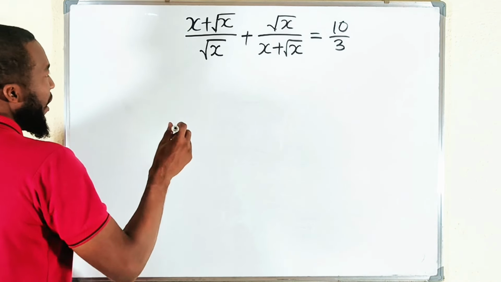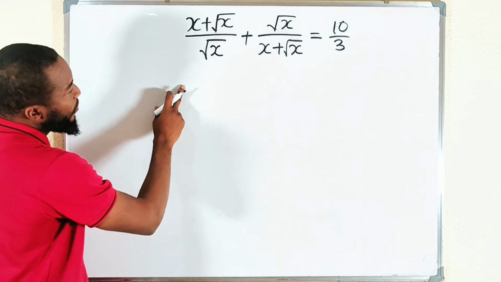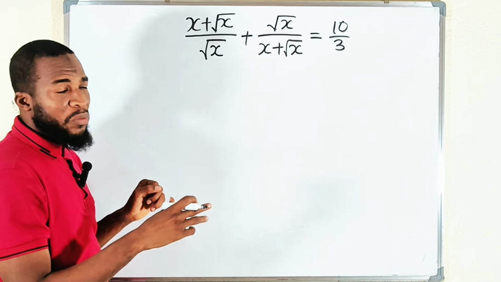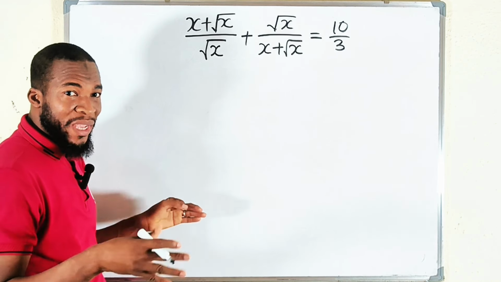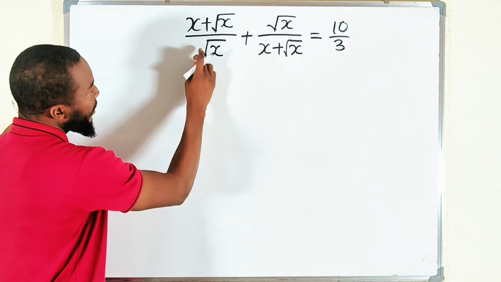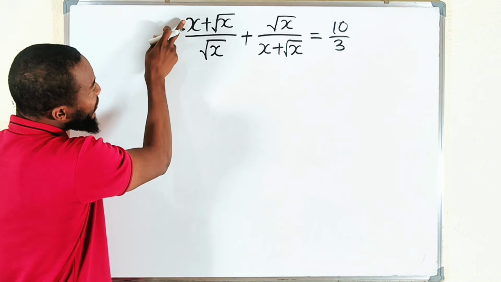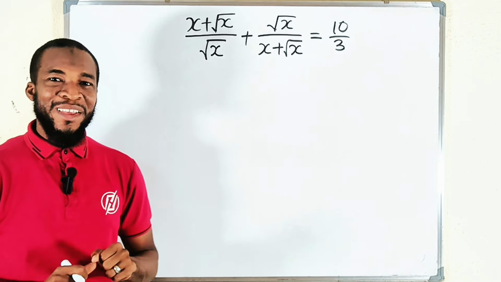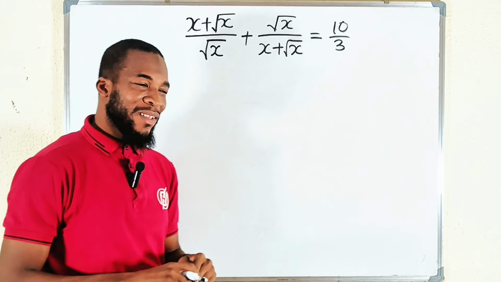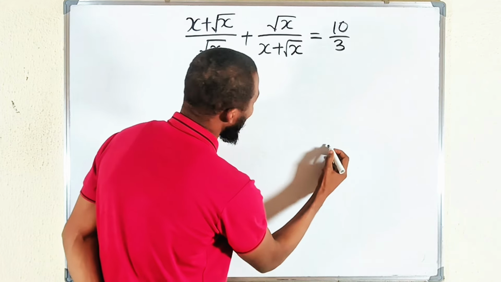So let's simplify this. I think to minimize space, we can do some things mentally. We can divide this 2 times by this directly, right? So what is x divided by the square root of x? It will be square root of x. Why? I think I can explain.